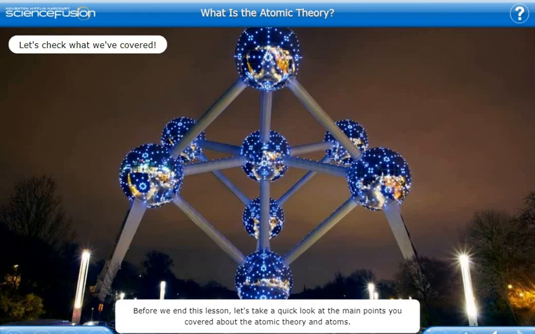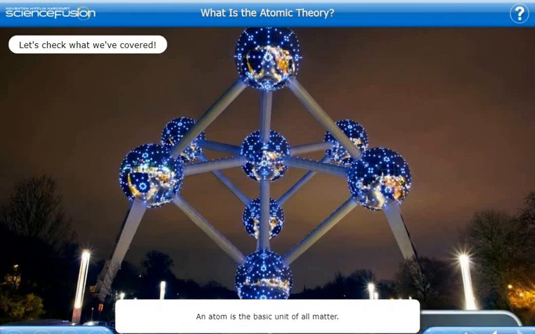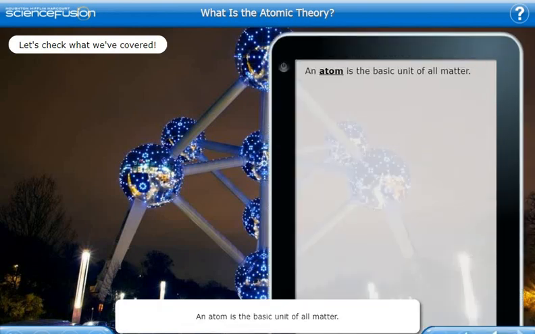Before we end this lesson, let's take a quick look at the main points you covered about the atomic theory and atoms. An atom is the basic unit of all matter. It is the smallest unit of a pure element. Atoms contain protons, neutrons, and electrons. Protons and neutrons are in the nucleus, the center of the atom. A cloud of electrons surrounds the central nucleus.